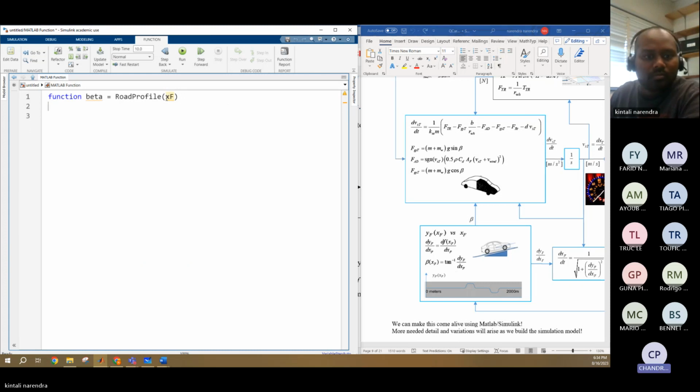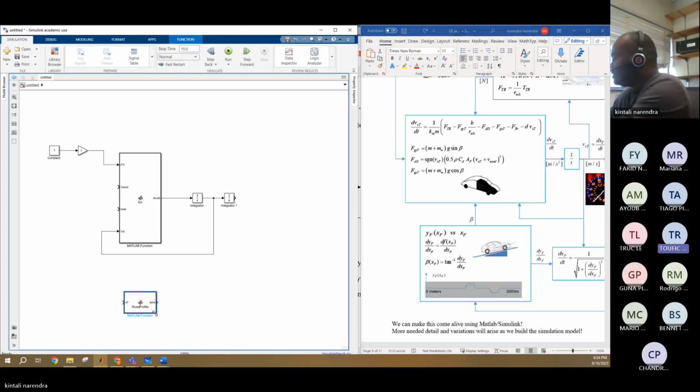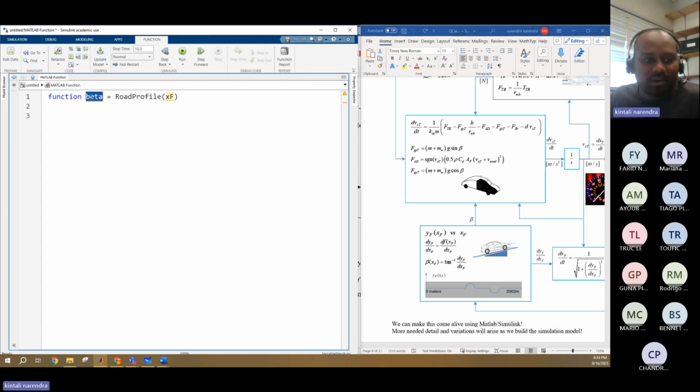To open another page of these functions, just type MATLAB function. That's it. I haven't found beta yet, I need to find it. See, beta is equal to tan inverse of dyf by dxf. That's it. All I need to do is this function.